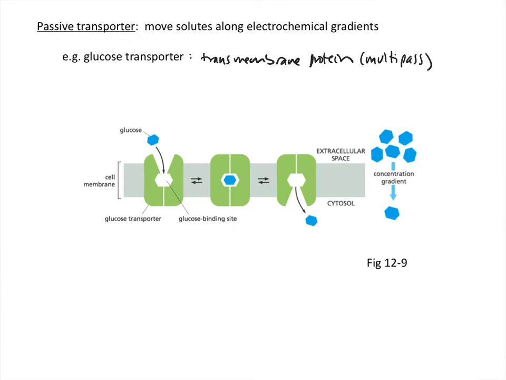So the big deal is that there are 3 conformations which the glucose transporter can use, and will go through as it moves glucose across the membrane. These are also called states rather than conformations in your textbook. And basically these states vary depending on the accessibility of the binding site.